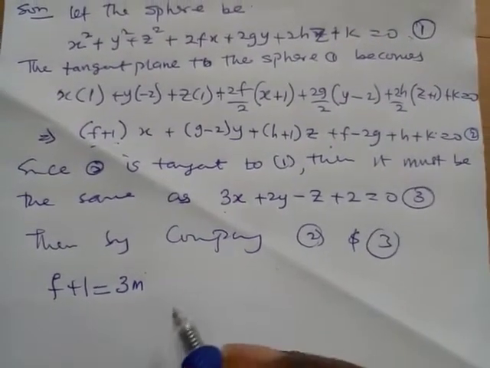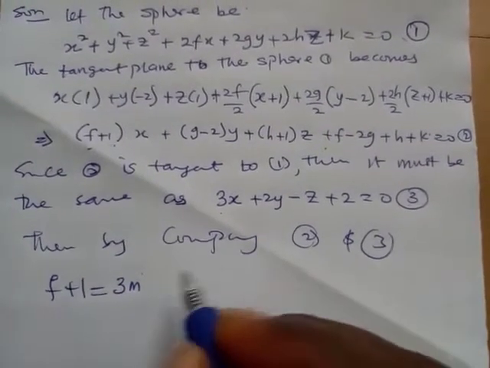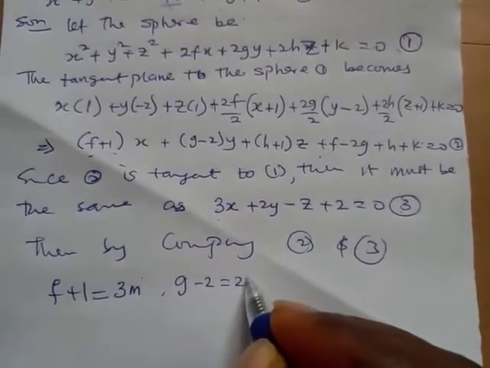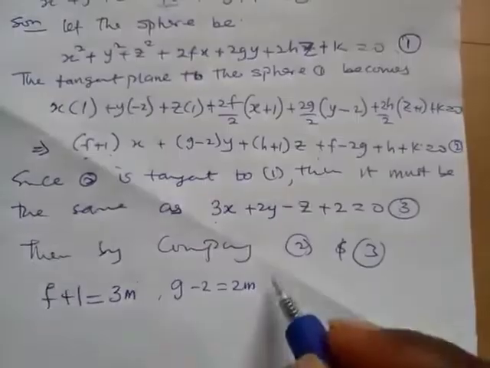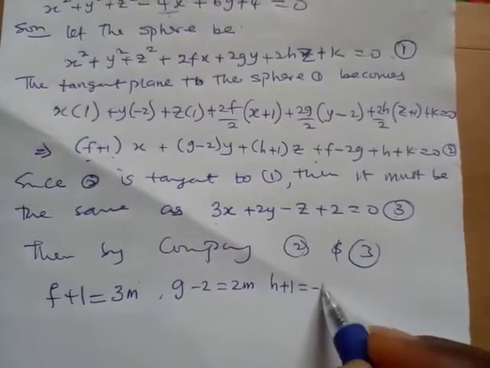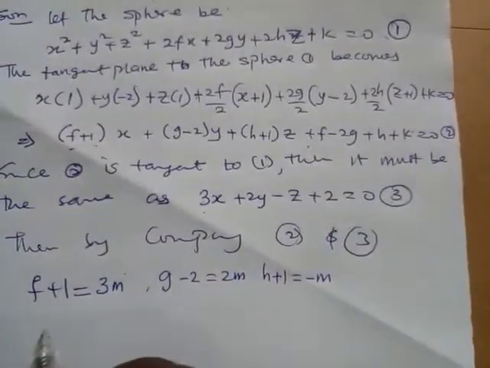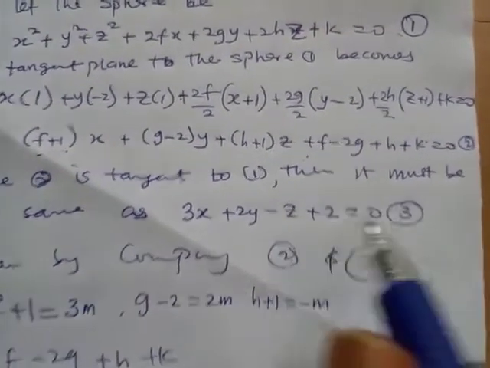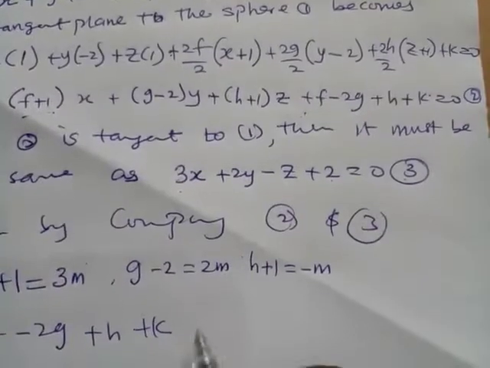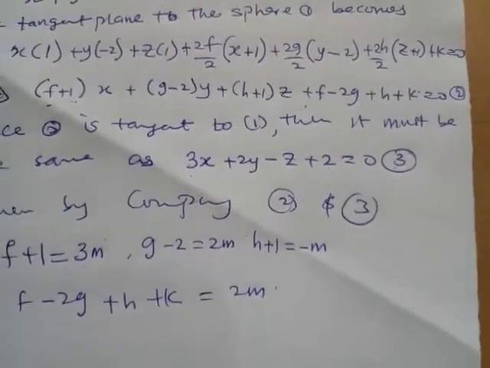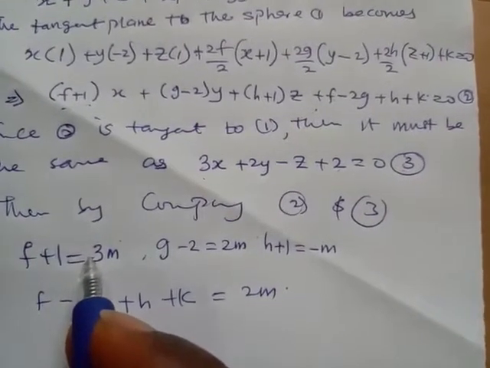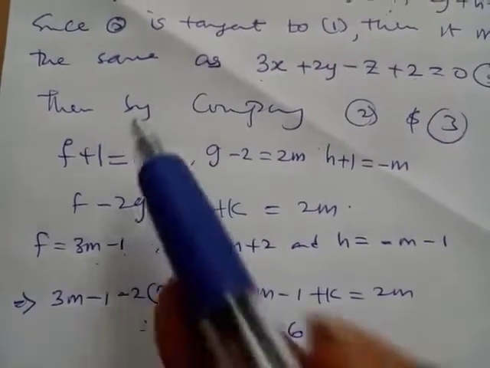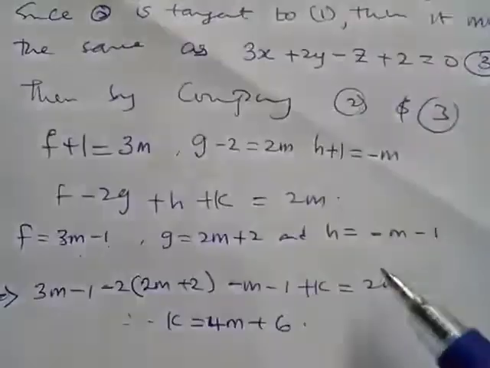As usual, since it's orthogonal to it, then they cut each other at 90 degrees. So we can say that g minus 2 is equal to 2m. Also, h plus 1 is equal to minus m. And finally, this one, f minus 2g plus h plus k, this one will be equal to 2m. So from this list, I can find the value of m here, f here. So f is equal to this from this place. Our g will be equal to this, and our h will be equal to this.